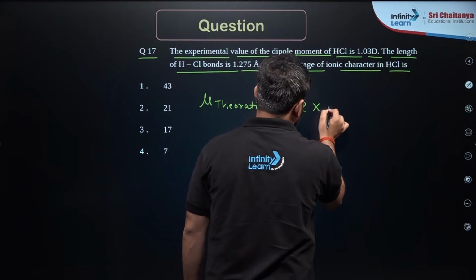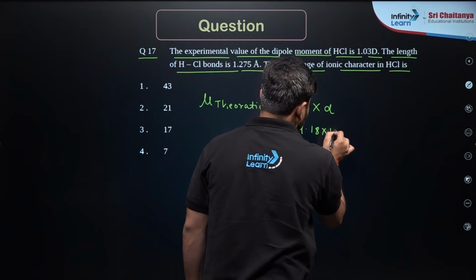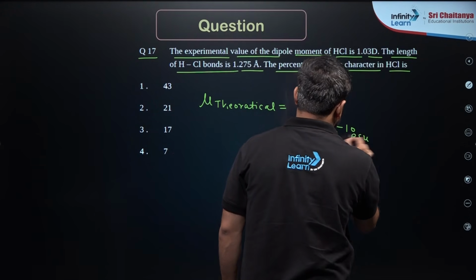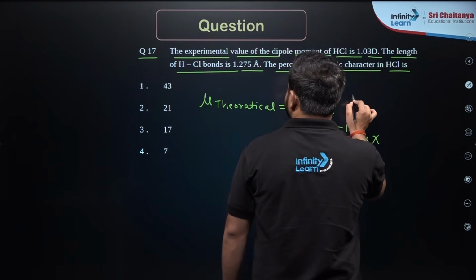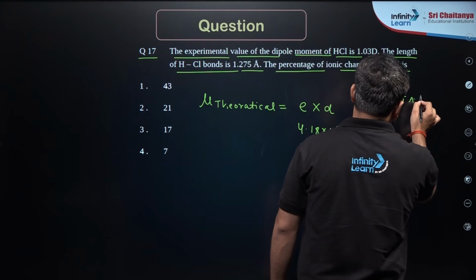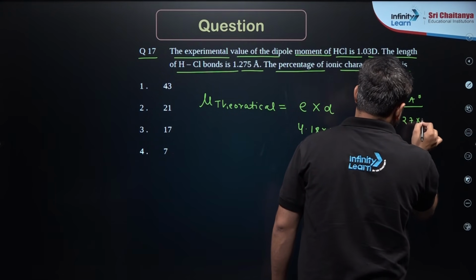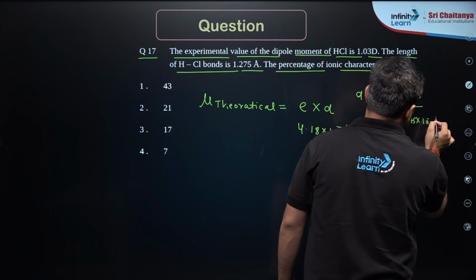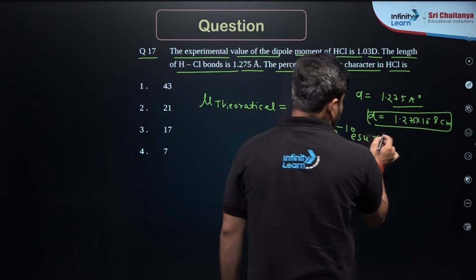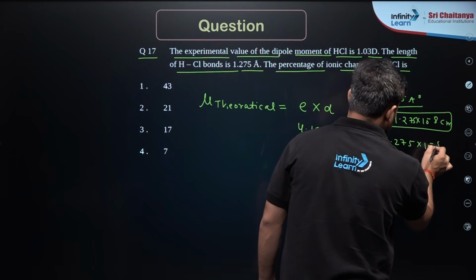This is e into d, correct or not? e is 4.18 into 10 to the power minus 10, in ESU, electrostatic unit. And d, the bond length, is given as 1.27 in angstrom. We need to convert this into centimeter, so 1.27 into 10 to the power minus 8 centimeter. So this value also we need to put here.